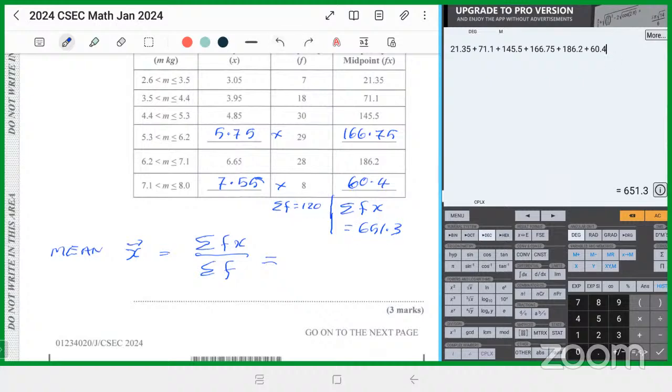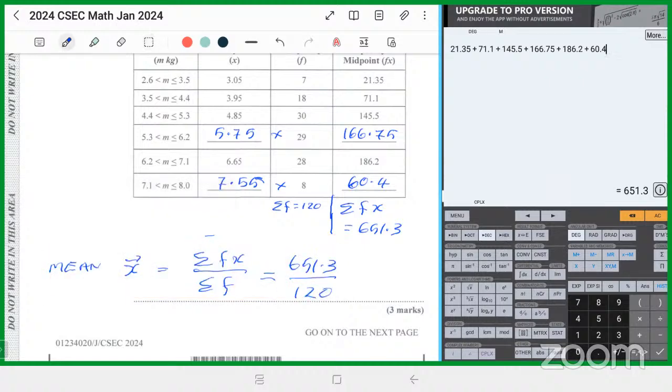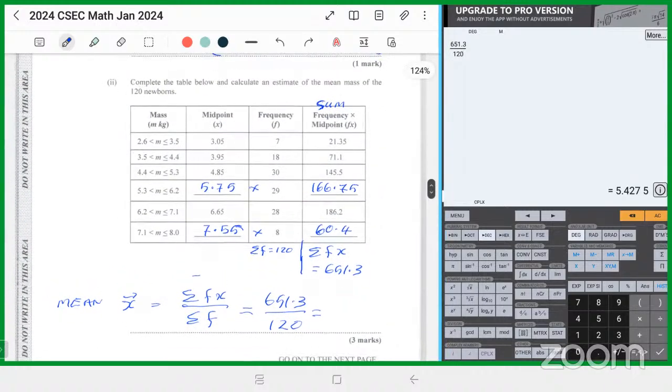All right, so it becomes 651.3 divided by 120. Let's shift this down a bit onto the line. The answer has to be in kilograms. Remember, the data is in kilograms, so your mean is also in kilograms. So it's going to be 651.3 divided by 120 babies. They didn't tell us the level of accuracy, so I'm going to put the exact value there.